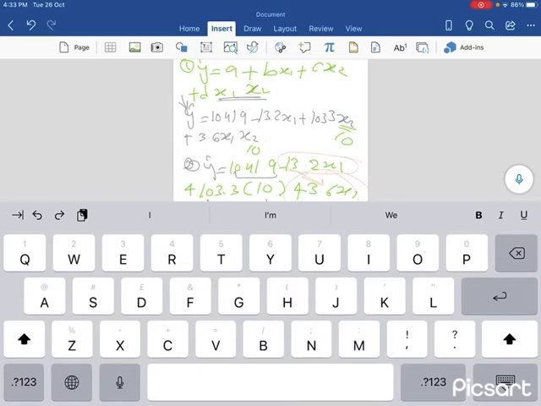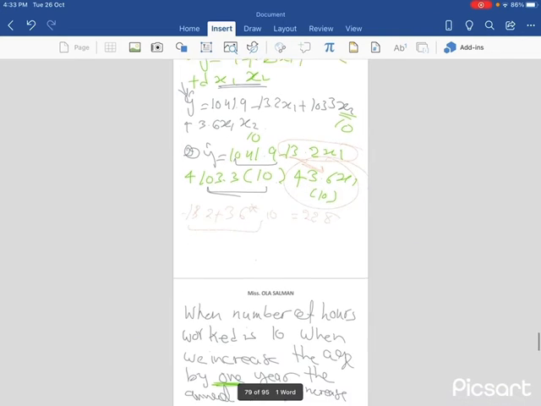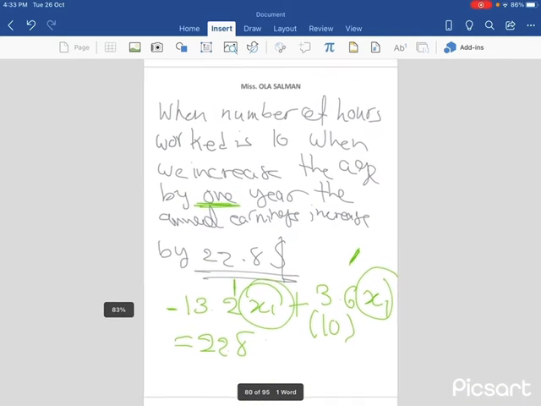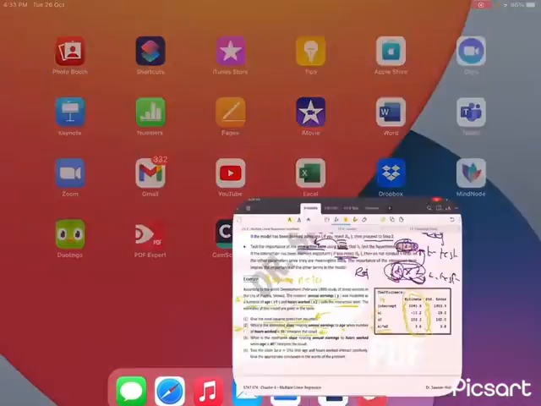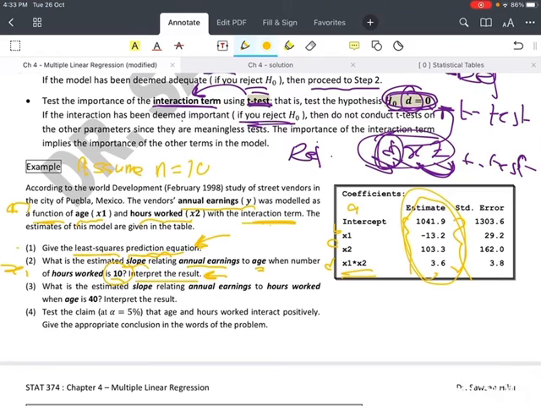So this will be the explanation here about how we get the numbers, and here the full answer. Okay, about question 3. What is the estimated slope relating annual earning, Y, to hours worked when age is 40? So they give me x1 now, not x2. x1 equals 40. Then interpret the result.